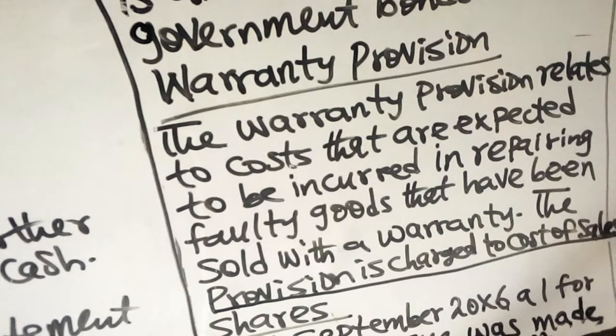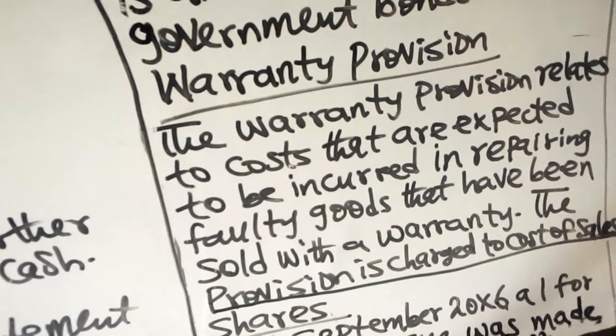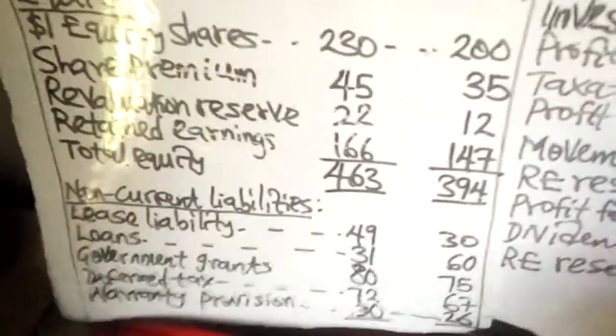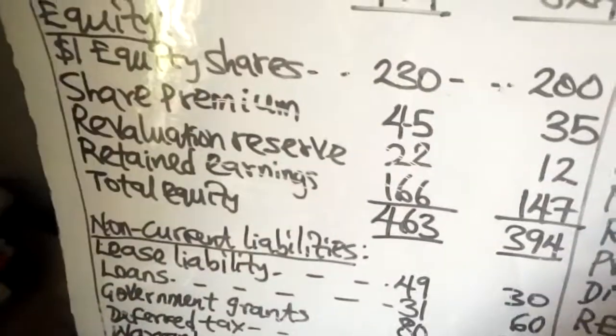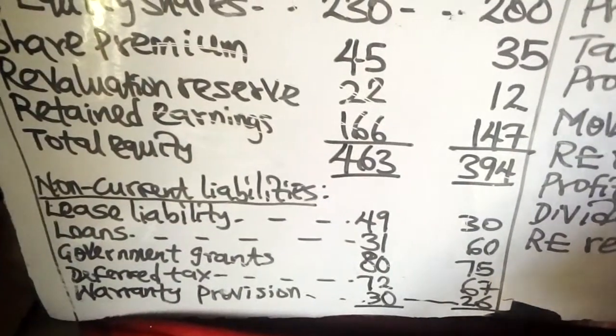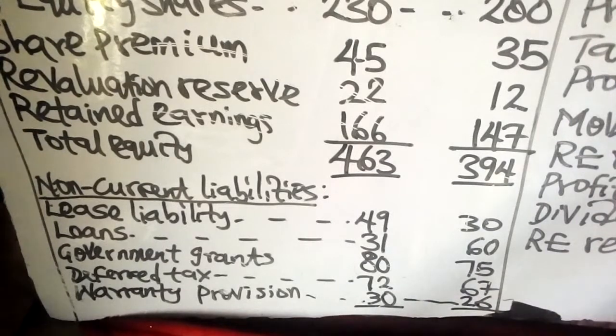How much is the warranty provision? Then you check your statement of financial position where you have warranty provision. Now we have, under non-current liability, warranty provision 30 in 20X7 and 26 in 20X6. That means the warranty provision increases by 4 million. It increases from 26 million to 30 million. This increase is what has been charged to cost of sales.